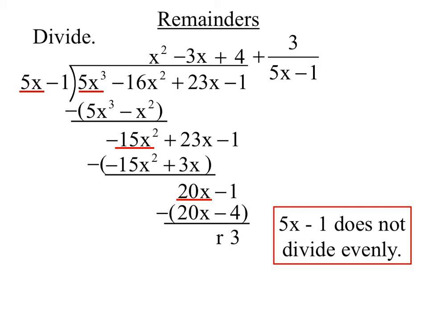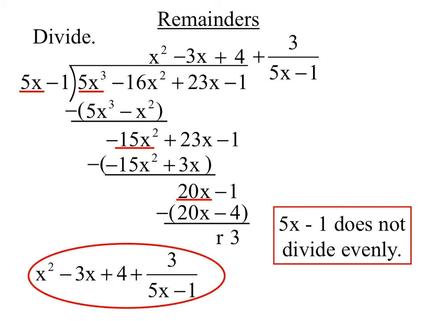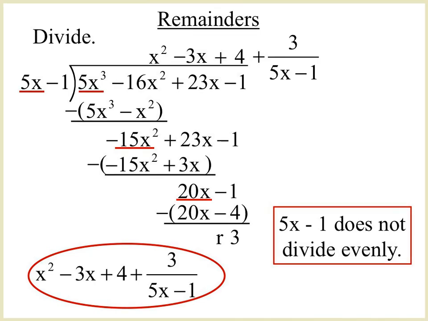Okay, so my answer is x squared minus 3x plus 4 plus the fractional amount 3 over 5x minus 1. Now, I know 5x minus 1 does not divide evenly. That is not the answer. This is in the circle.